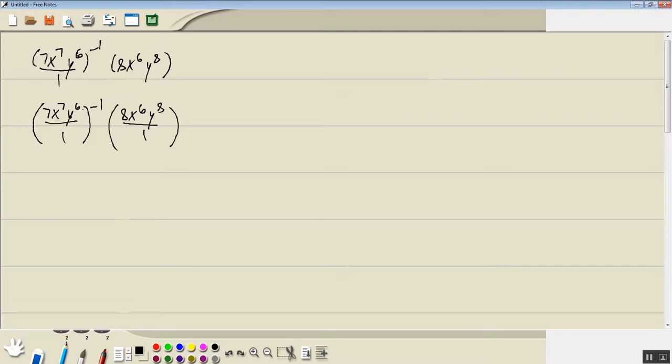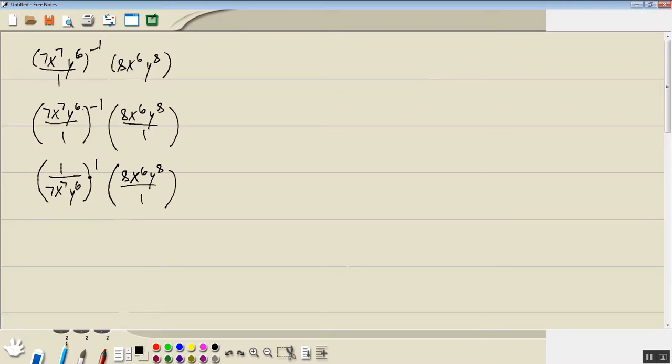Now, we already talked, if you have a fraction to a negative power, you can flip the fraction, take the reciprocal of it. So we got 1 over 7x to the 7th, y to the 6, and the sign of the exponent becomes positive, so it becomes a positive 1. And then 8x to the 6, y to the 8th over 1.